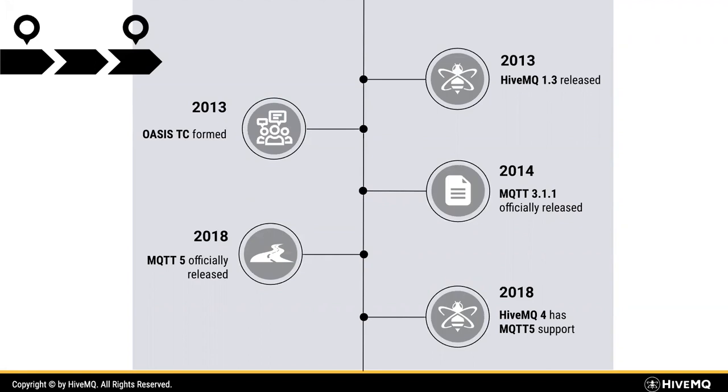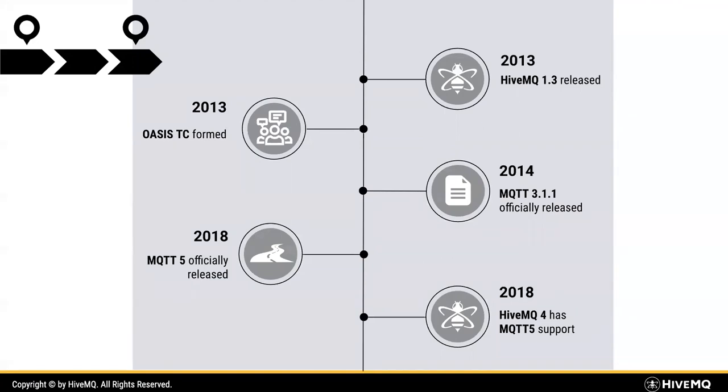Also in 2013, the MQTT technical committee at OASIS was formed, and a lot of industry players came together and standardized on MQTT, which was released in 2014. This is the version, if you're an MQTT user today, that you are probably using: MQTT 3.1.1, which is the most recent version before MQTT 5. It's also an ISO standard. And at the end of 2018, beginning of 2019, MQTT 5 was officially released.